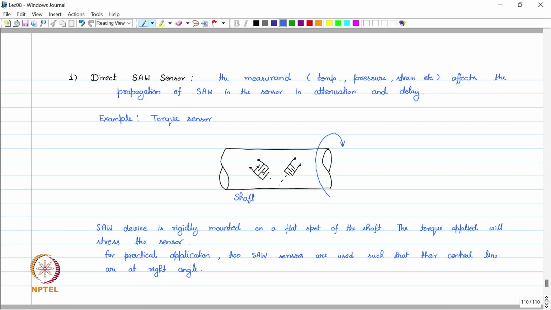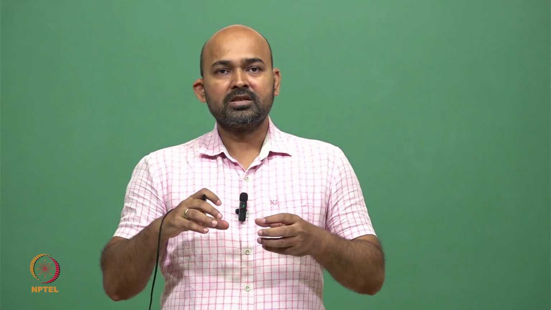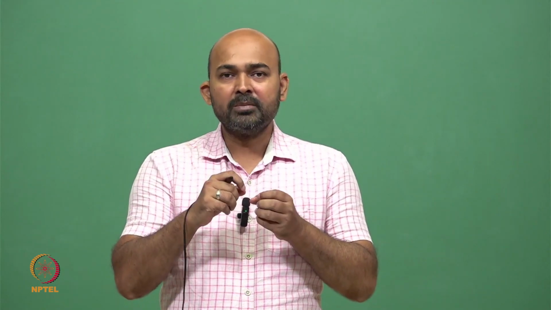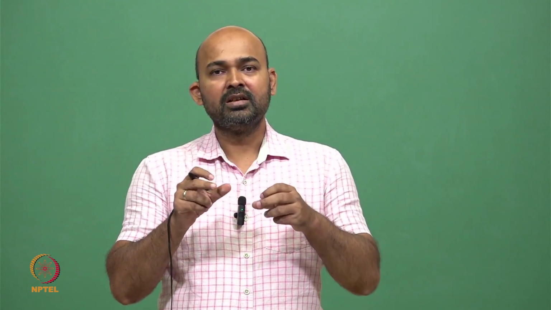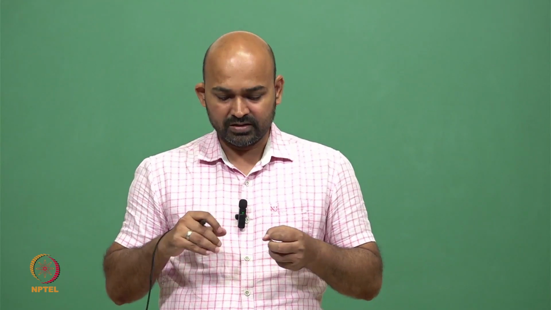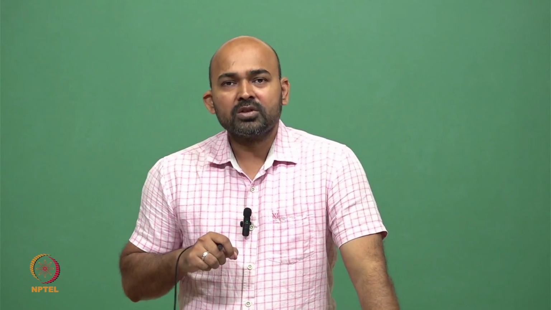So this is how this direct SAW sensor works. We apply the torque, which causes a compression in the SAW device, and because of this compression, there is a change in the delay of this acoustic wave from source to destination. This is the direct SAW sensor.